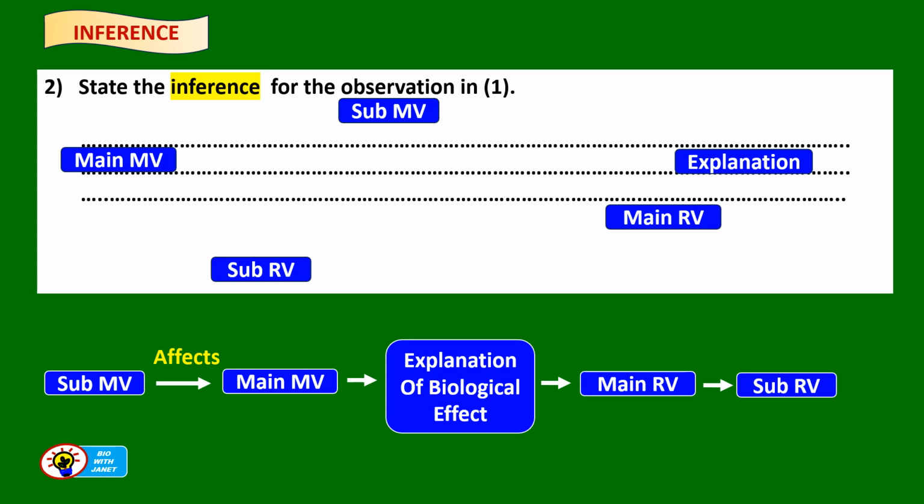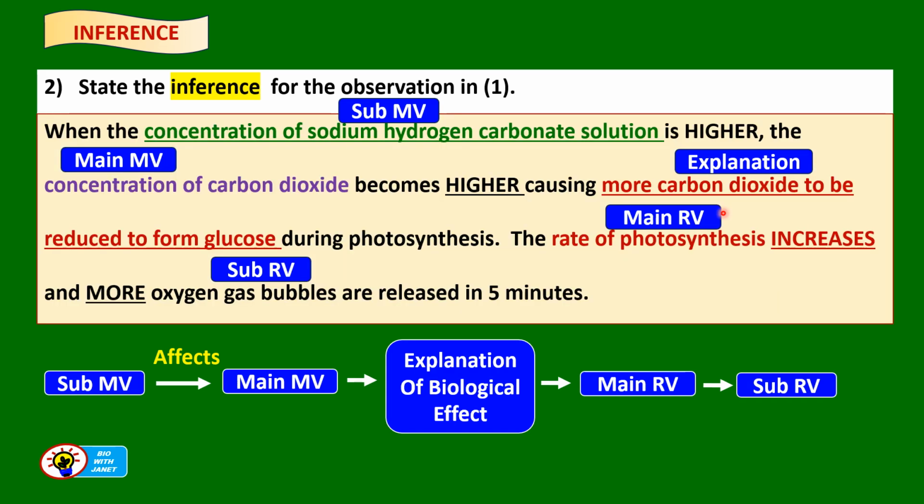Okay, let's look at the answer. Okay, try to write your own answer first, and then let's look at the answer here. So you have to connect the sub MV, which is your concentration of the sodium hydrogen carbonate solution, with the sub RV. Why is it that the number of gas bubbles is more, okay, compared to the other concentrations? That means you have to mention systematically. First, the sub MV affects the main MV.